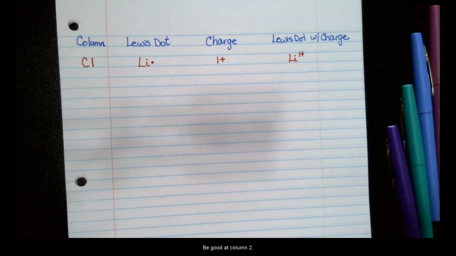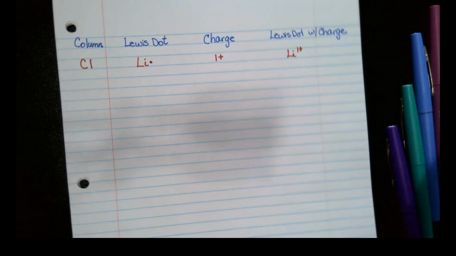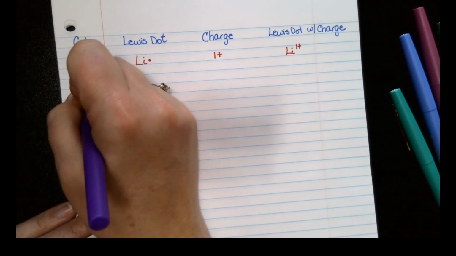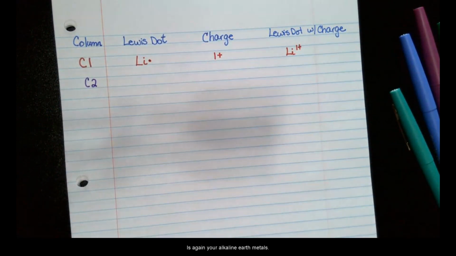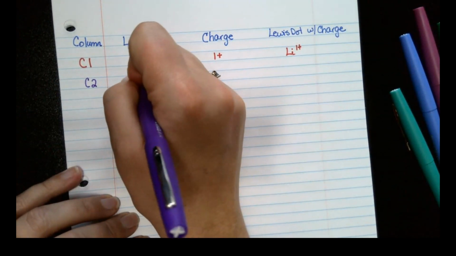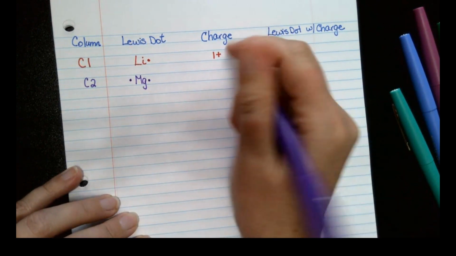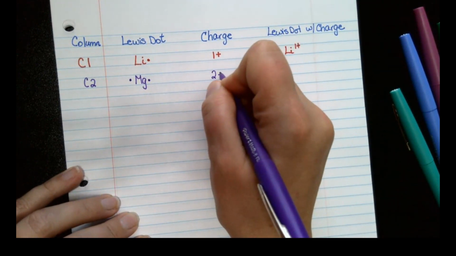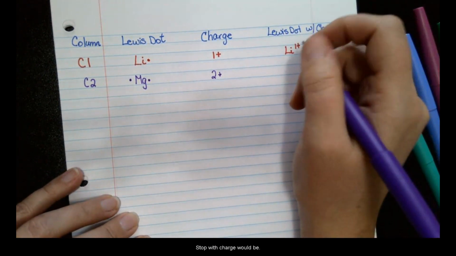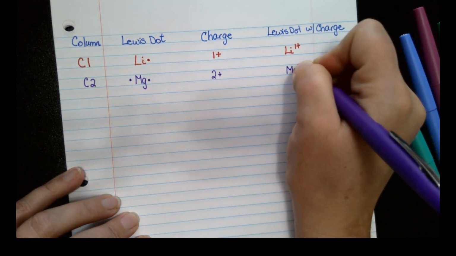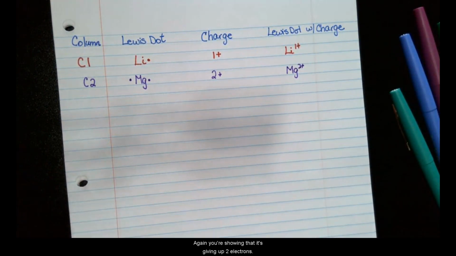Now, if you go to column 2, this is again your alkaline earth metals. This would be like Mg or magnesium. You do a dot to the right and to the left. The charge is 2 plus. And a Lewis dot with charge would be like Mg 2 plus. Again, you're showing that it's given up 2 valence electrons.